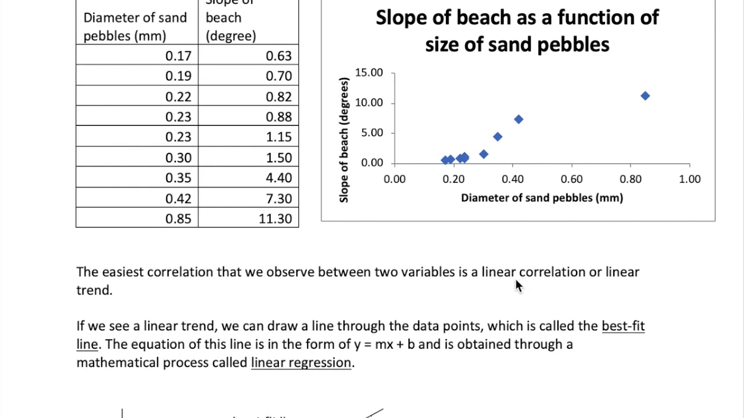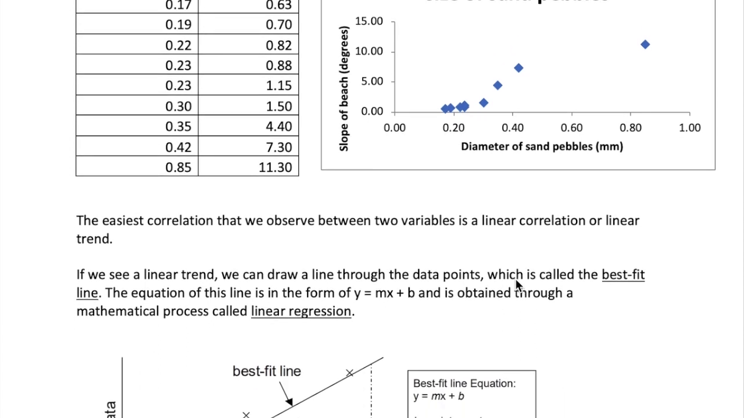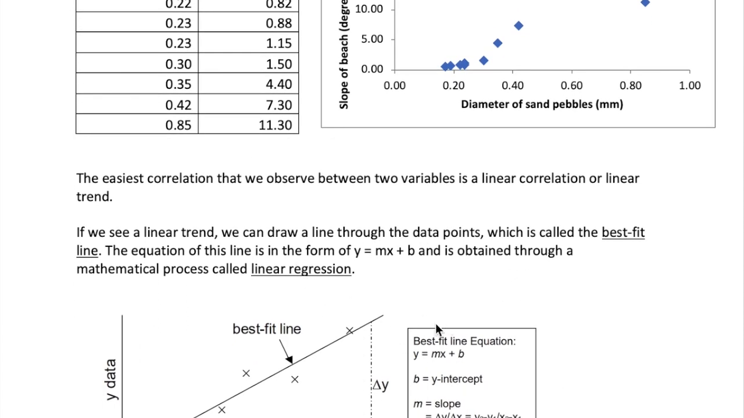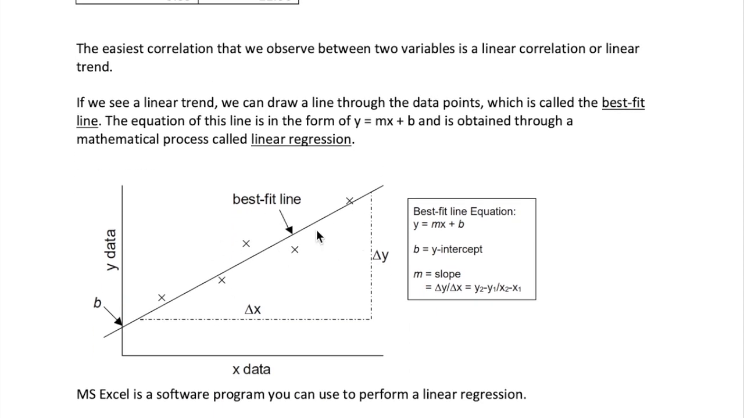The simplest correlation we can see is a linear correlation. This means that the two variables we plot are related by a line equation. We can obtain this line equation by drawing a best fit line through all the data points. A best fit line is a line which shows the smallest difference to each data point when drawn through them.